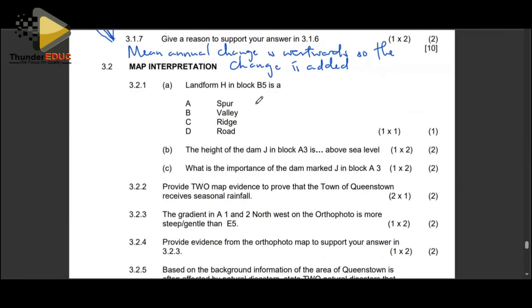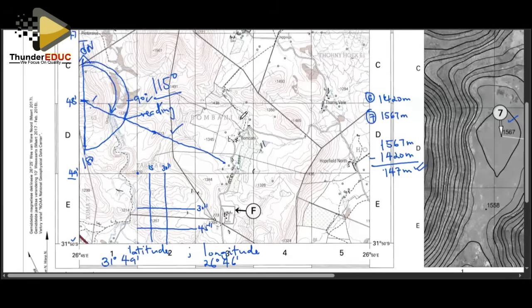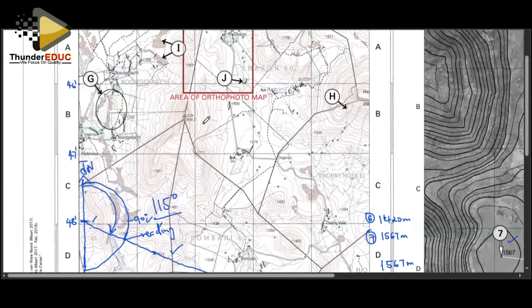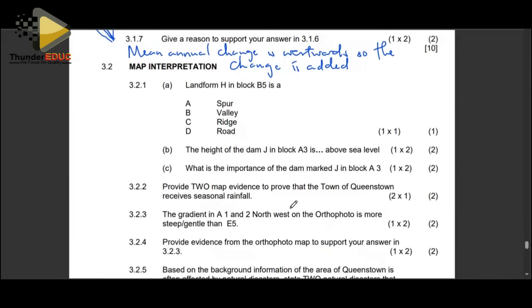Length from H in block B5. Let's look at length from H in block B5. Right, our block B5 is here. We have this length from here. What kind of a landform is it? You are seeing that there is a stream here and our contour lines are bending upwards like that. So what kind of a landform is that? Automatically, that means it's a low-lying area, which is a valley. That is a valley. The height of the dam J in block A3 is dash above sea level.